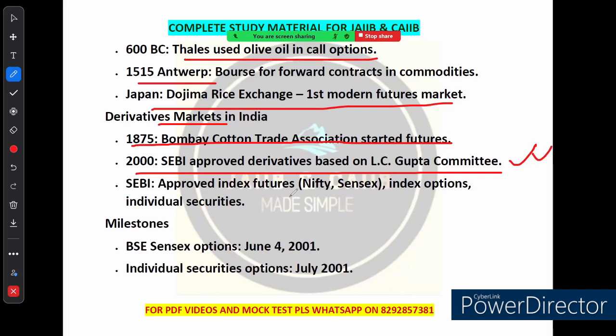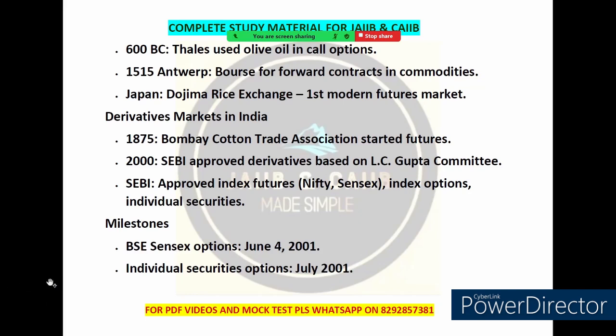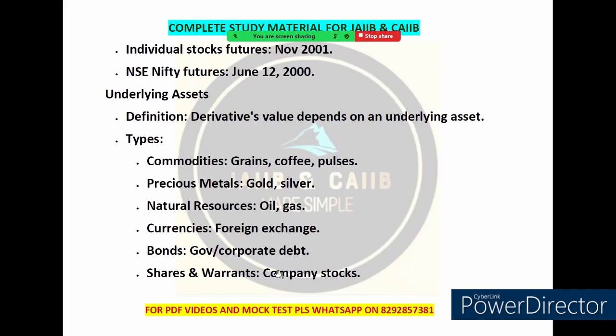Some key milestones in India include the launch of the BSE Sensex option on June 4, 2001, the individual security option in July 2001, and the Nifty launch in June 2000. Right, so that's a quick overview of derivatives. Hope that's clear to you.